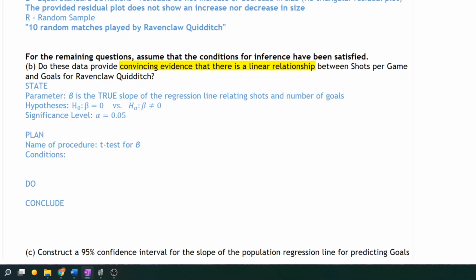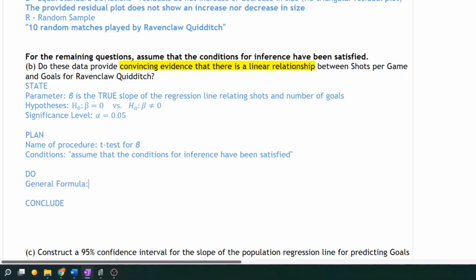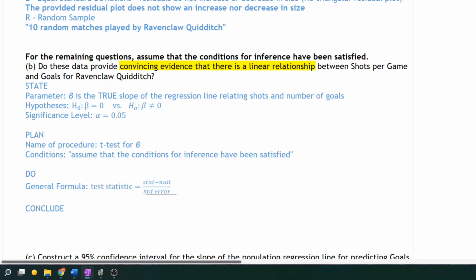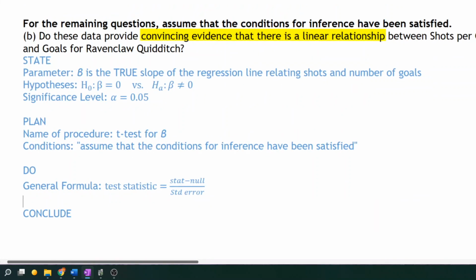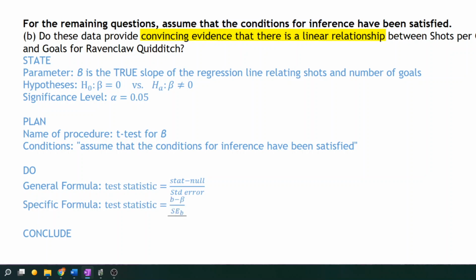For the conditions, the general formula is going to be the statistic minus the null over the standard error. I think I'm going to zoom in a little bit here for you. Next is the specific formula. The test statistic is equal to b minus beta over SE_b.